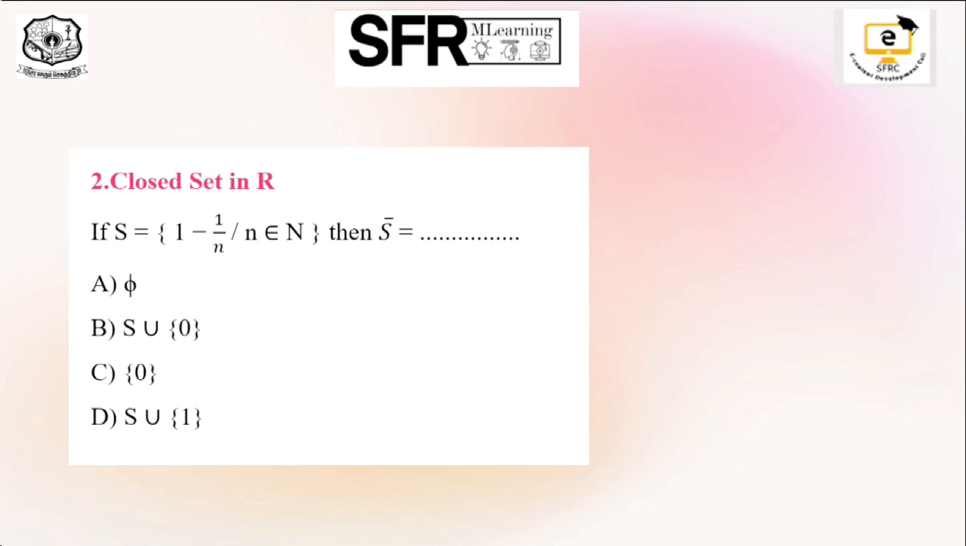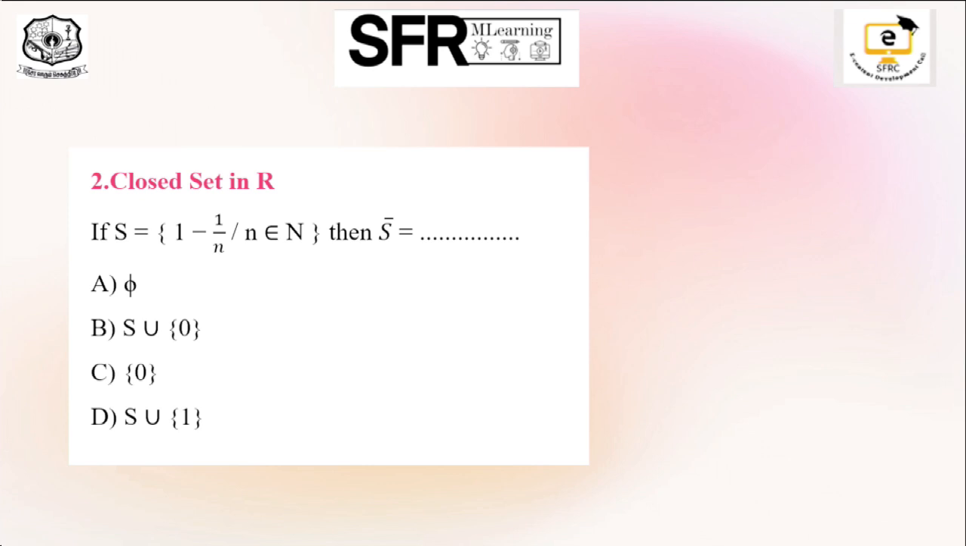Next we take the problem: S equals the set of 1 minus 1 by n, where n belongs to N. Then what is S closure? The first option is S equal to pi, the second option is S union singleton set {0}, the third option is singleton set {0}, and the fourth option is S union singleton {1}.